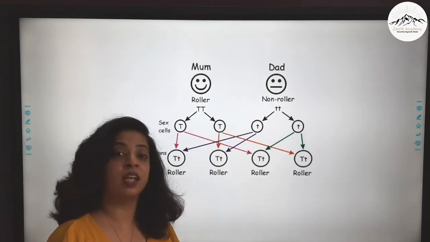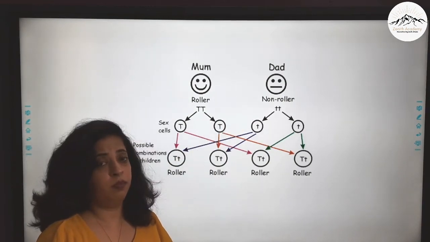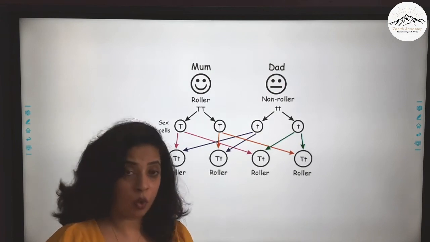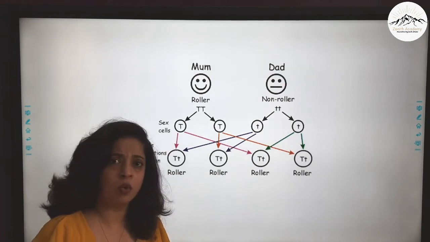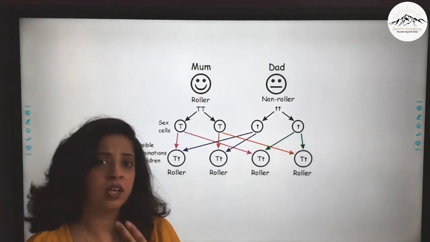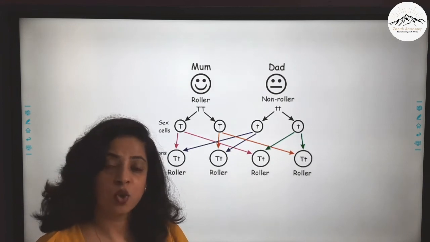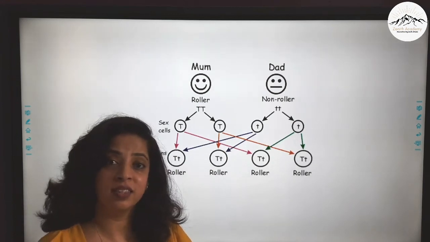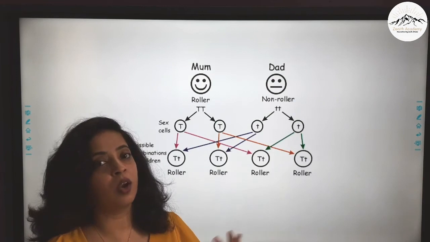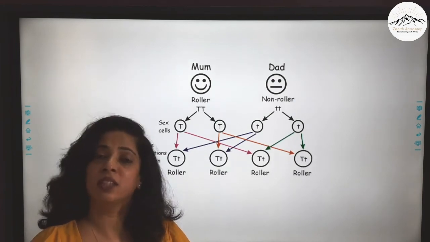So here I have taken an example of whether the child will be a tongue roller or non-roller. What is a tongue roller? A person who can roll his tongue like this. So a person who can roll the tongue like this is a roller, and a person who cannot roll his tongue like this is a non-roller.